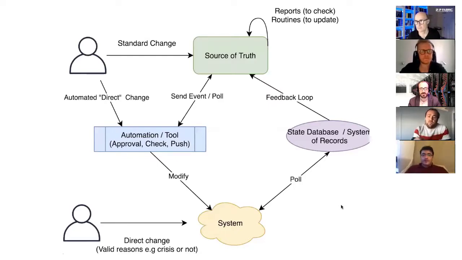And this is where we use IP Fabric. I would say like a state database, system of record, to help reconcile between the system and the source of truth. And you start to have reports, routines, whatever you want, to compare what you have, what you would like, and what it should be. So you cannot have one system. You need to have two different tools because they are serving different objectives.